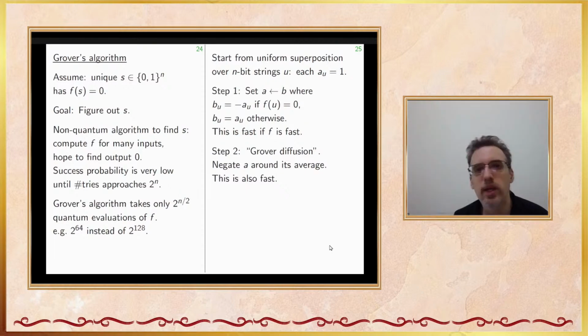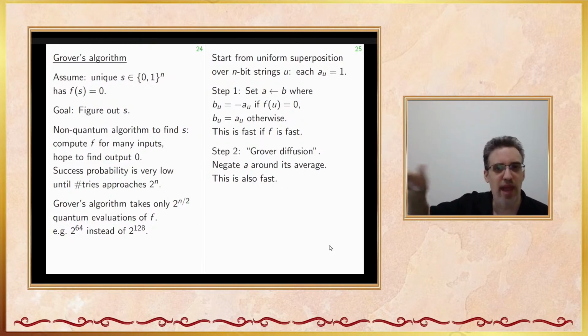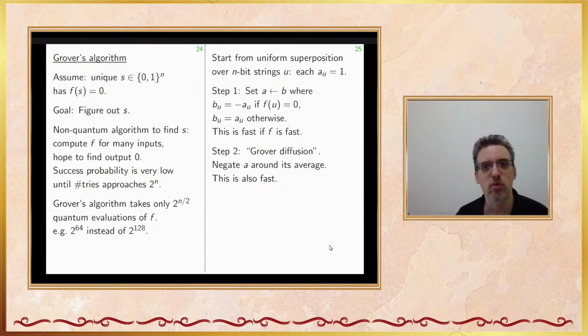Now, step 2 is called Grover diffusion, and this is negating A around the average. Hey, that's something we learned how to do before. So that takes the A vector, and instead of negating at the position where f of u is 0, it's negating every position in A around the average. So whatever the average of all of the A values is, you replace each A sub u with 2 times the average minus A sub u.